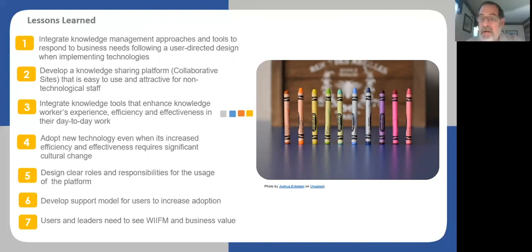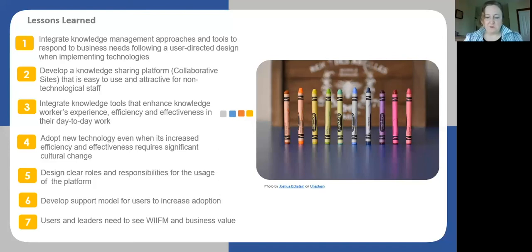Other questions or comments? Steve was asking, how many people are on the build team? 10. 10. Okay. 1 year. And you're in post implementation now, correct? Yes, we are in post implementation.